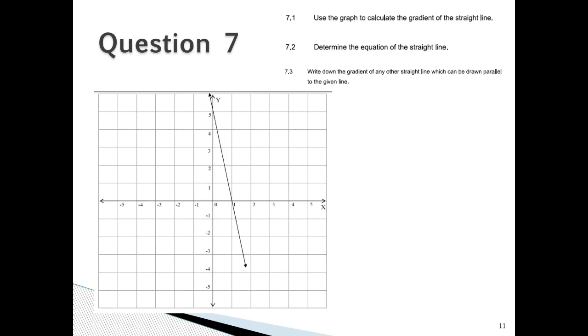Question 7.1. Use the graph to calculate the gradient of the straight line. 7.2. Determine the equation of the straight line. 7.3. Write down the gradient of any other straight line which can be drawn parallel to the given line.